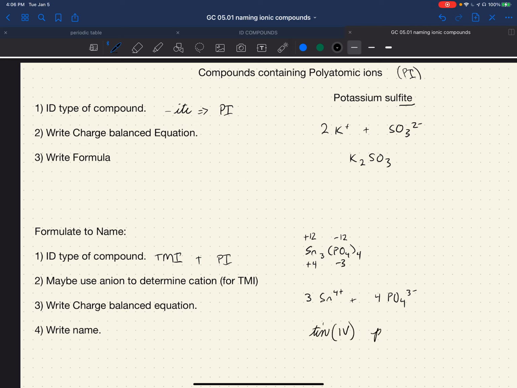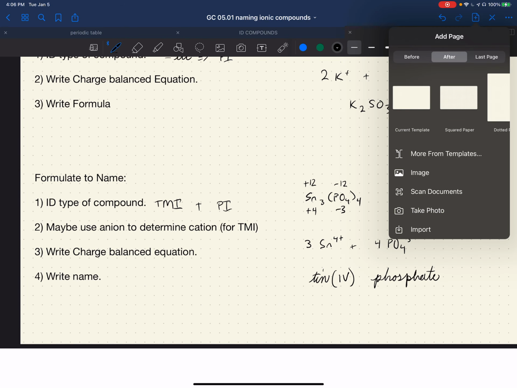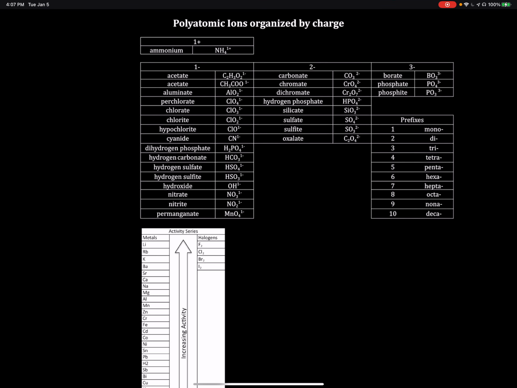So one last thing, real quick right at the end, okay? You may see something like the ion iodate, the name iodate. You may well see that. So when I look at the polyatomic ion sheet, I don't see an iodate in here. So there are actually a couple of them that you need to be able to derive, and we're going to use the periodic table for this.